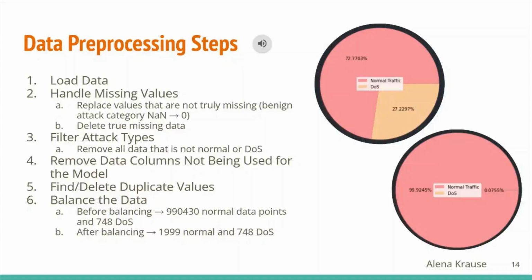Next, we removed all the data that was not classified as either DOS or normal, and removed the columns that were not going to be used for the model. We also checked for any duplicated values and removed those occurrences. Finally, we noticed that the data was extremely unbalanced, so we extracted a smaller subset of the data points in order to balance the categories. As you can see from the graphs, before balancing, over 99% of the data points were benign. After balancing, this number reduced to 72%.